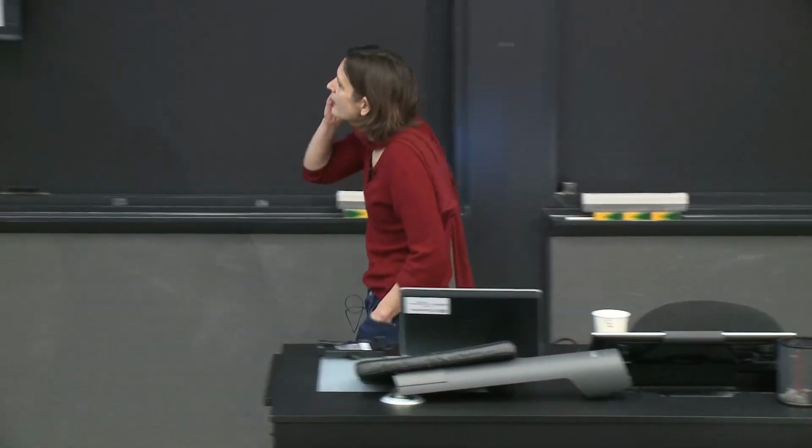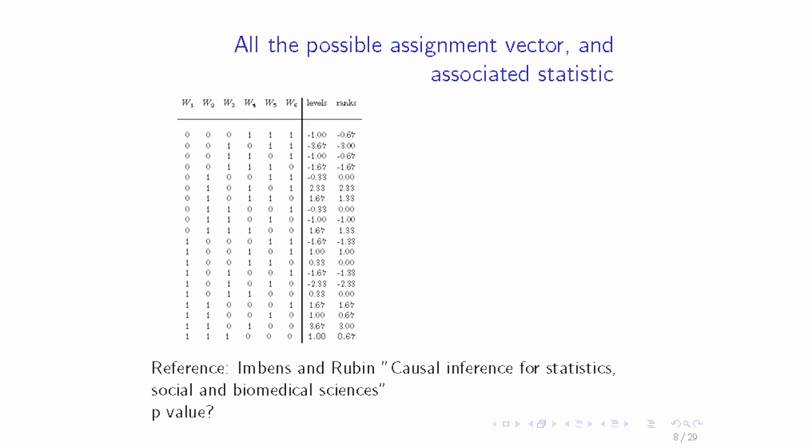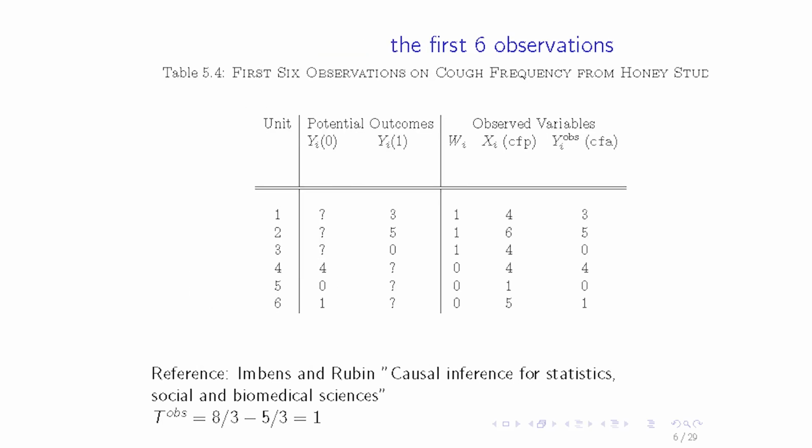Since we know what would happen under the null, we can fill out the question marks: under the null this is 3, under the null this is 5, under the null this is 0, under the null this is 4, 0, and 1. OK, we filled it up. So now we have all of the potential outcomes, treated and control. Very convenient, because since we don't have that many observations, we can re-randomize. We can run all of the randomizations, and for each one compute the statistic, which is the absolute value of the difference.